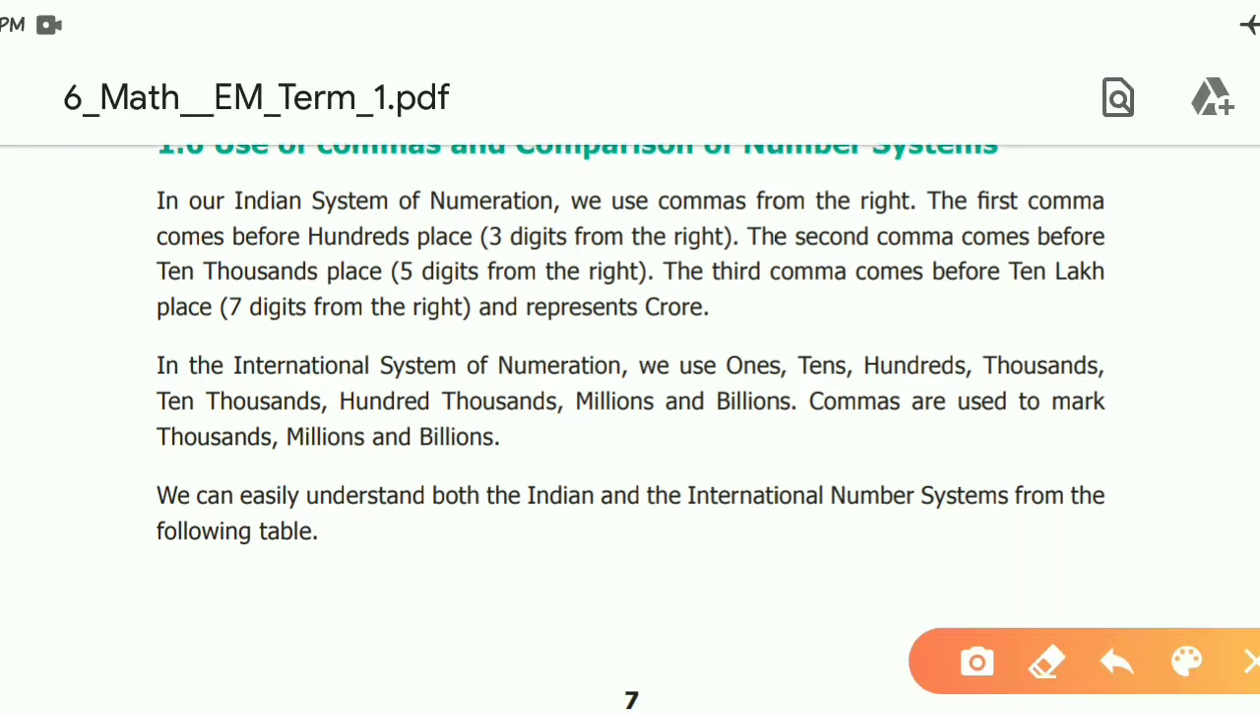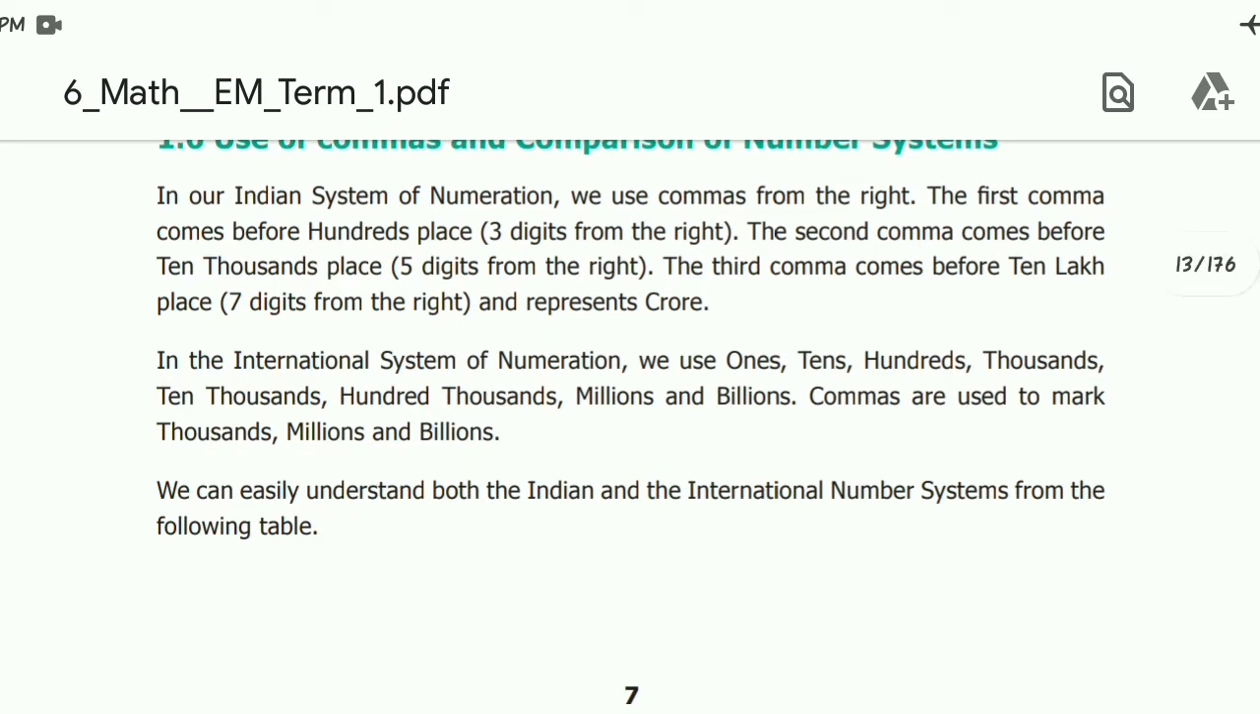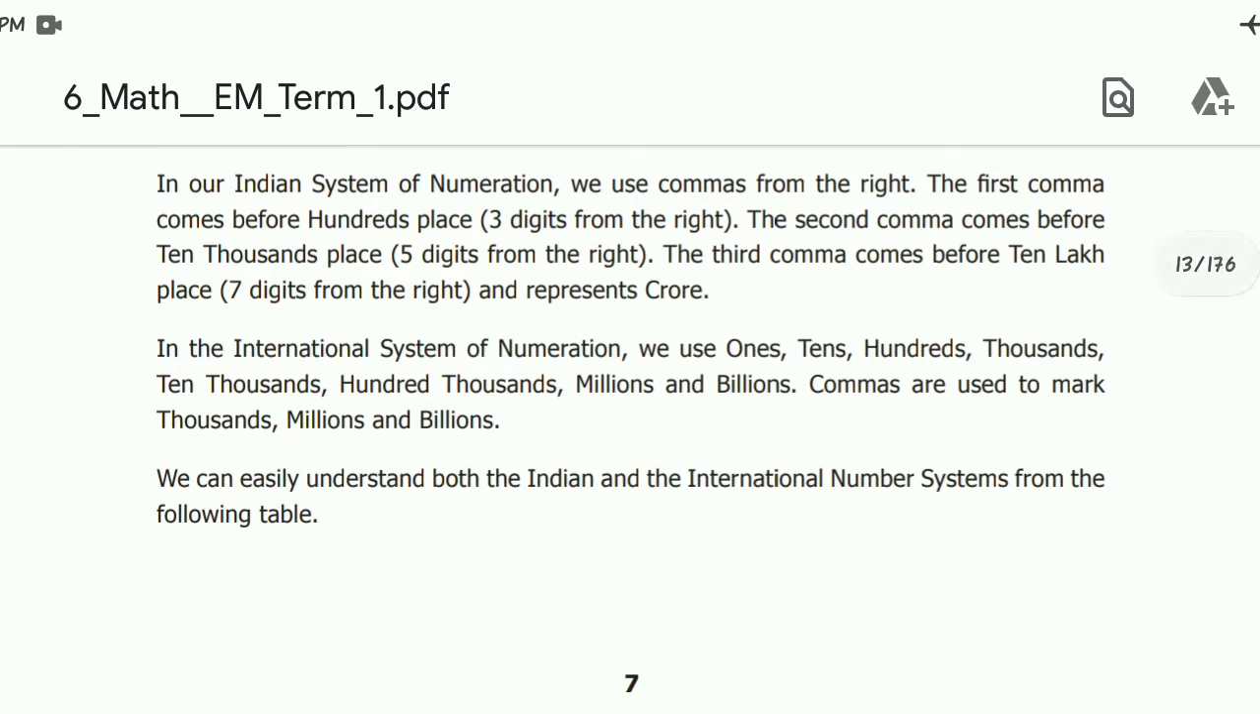Okay, listen to the passage. In our Indian system of numeration, we use commas from the right. The first comma comes before the hundreds place, 3 digits from the right. The second comma comes before the 10,000s place, 5 digits from the right. The third comma comes before the 10 lakh place, 7 digits from the right and represents crore. In the international system of numeration, we use ones, tens, hundreds, thousands, 10,000s, 100,000, million, 10 million, 100 million, billion, 10 billion, 100 billion. Likewise, commas are used to mark thousands, millions, billions.